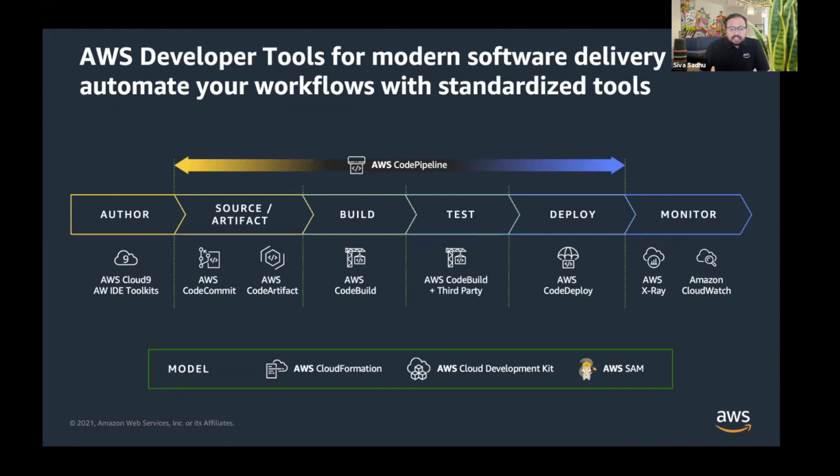We can see AWS provides the broader set of tools for developers and operators, right from authoring the code to source code and artifact management, to build, test, and deploy lifecycle of applications and infrastructure, and beyond that, for monitoring applications after they are in production.